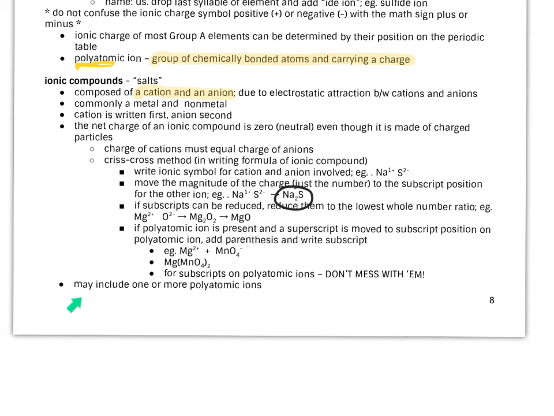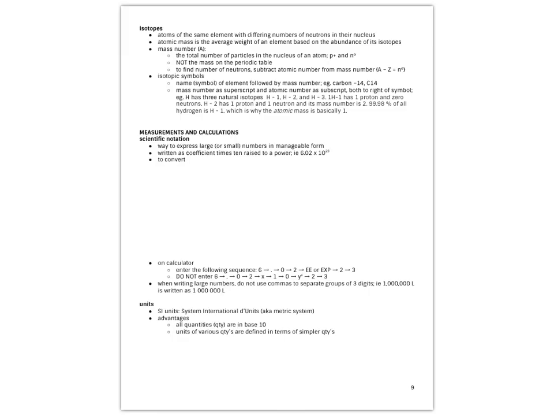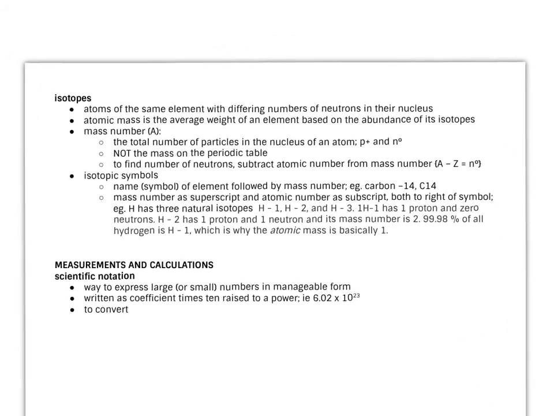So this just talks about how ionic compounds may include one or more polyatomic ions. So it could just have one, like up here, or it could have multiple polyatomic ions. Going to the next page, we'll talk about isotopes.